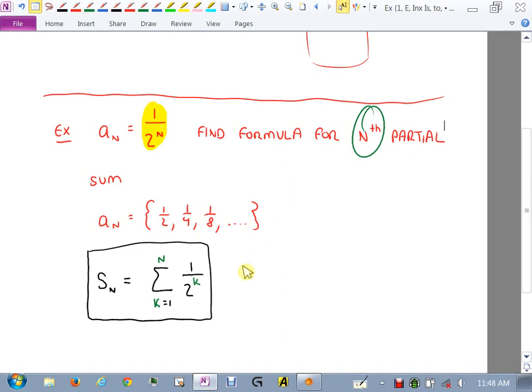Everyone see the change I made? The nth partial sum is the sum starting at, now I can't use n because I want to stop at n, so I'm using k, 1 over 2 to the k, stop at n. Everyone agree that's going to give me the first one plus the second plus the third all the way out to the nth one? Yes? Okay. That's your formula for S sub n.